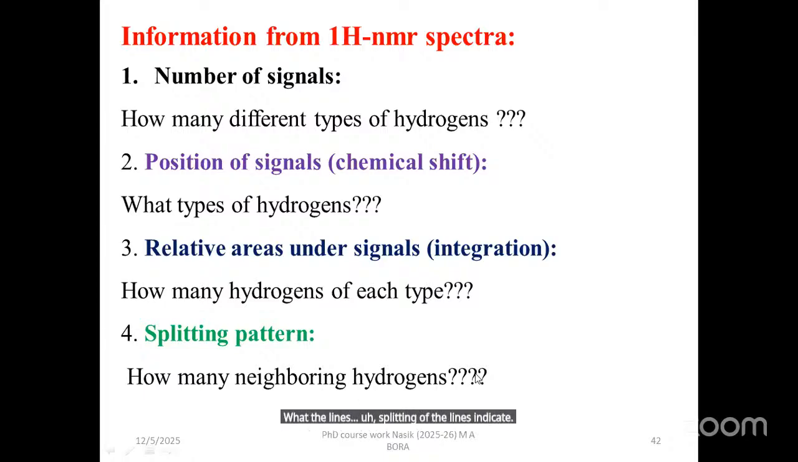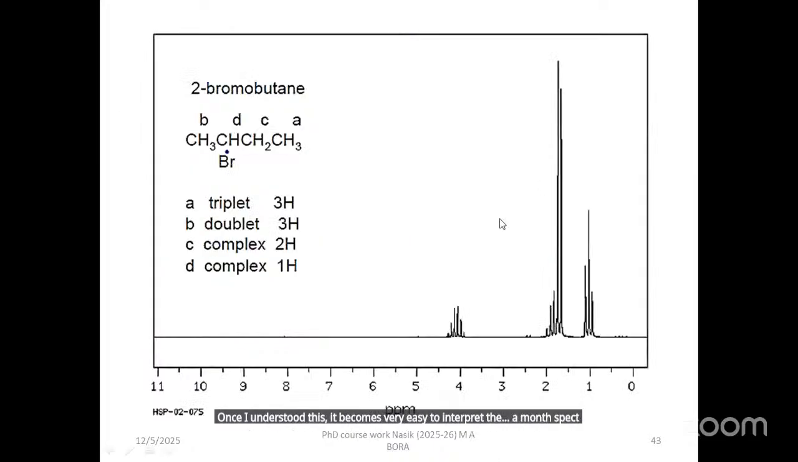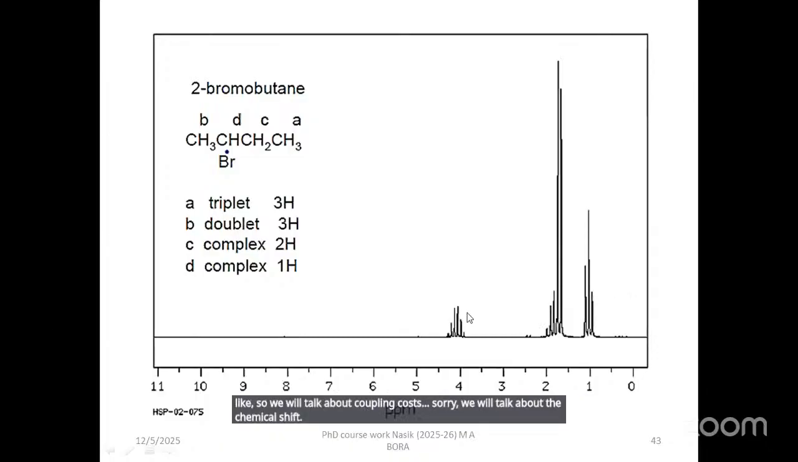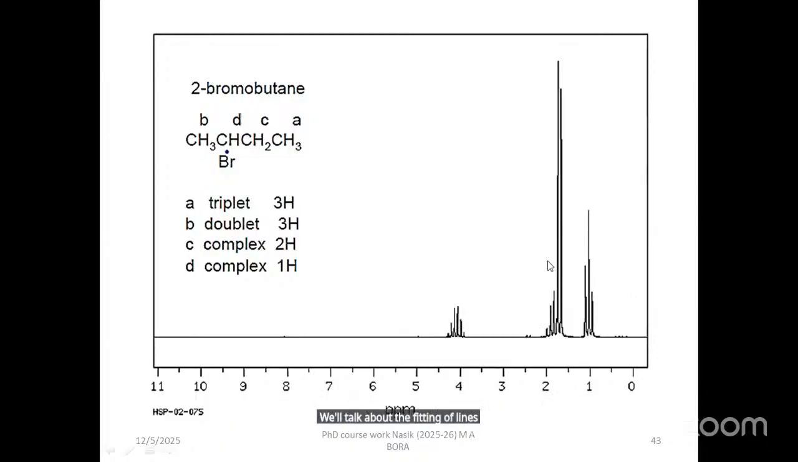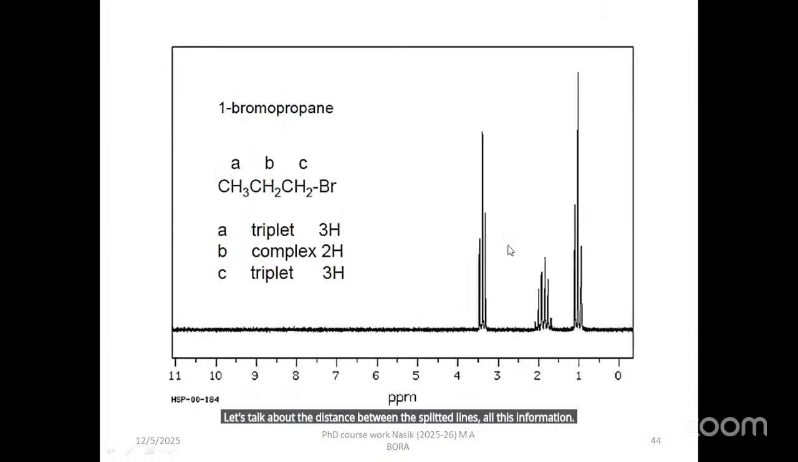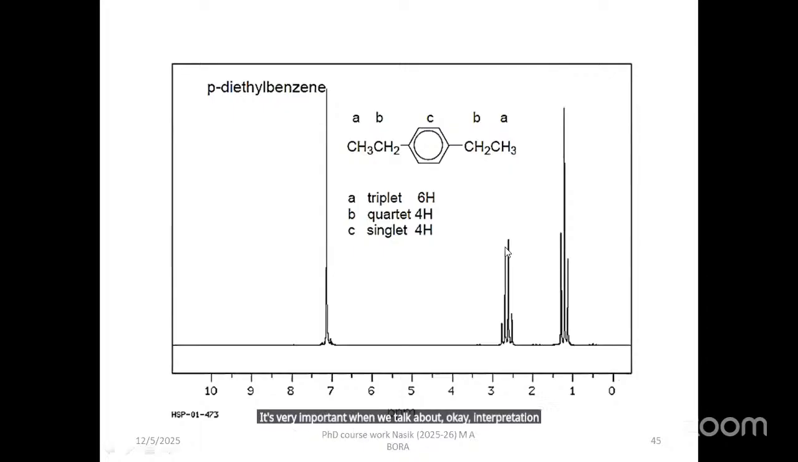Once I understand this, it becomes very easy to interpret the NMR spectra. Some of the examples I've shown you are how the spectra will look. We will talk about the chemical shift, the splitting of lines, the number of peaks, and the distance between the split lines. All this information is very important when we talk about the interpretation of the spectra.